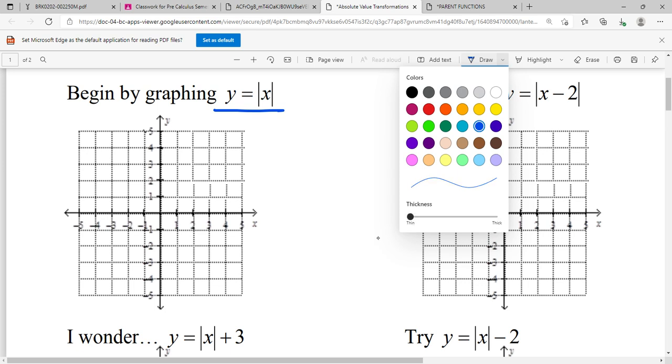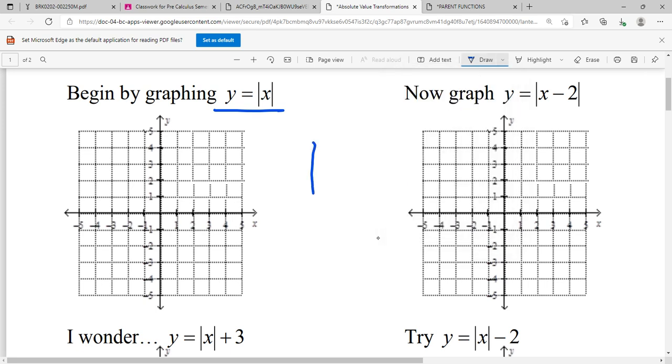Alright, and we're supposed to be graphing y equals the absolute value of x. So if we make a chart for that, our x and y, let's say x is 0, y is going to be 0. X is 1, y is going to be 1. X is 2, y is going to be 2.